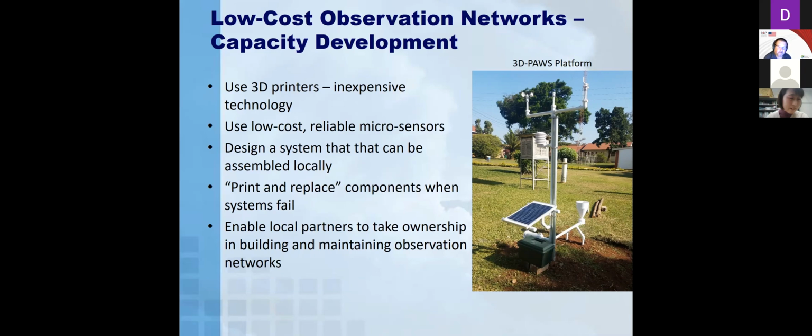And the whole idea of using 3D printers and microtechnology is that any instrument that's deployed out in the environment will eventually fail for a variety of reasons. So in this sustainable scenario, we can print and replace components as they fail to maintain that longevity and consistent data records from the different sites. And the whole idea is to really enable our local partners, like at the University of Dhaka, to really take ownership in building and maintaining these observation networks.